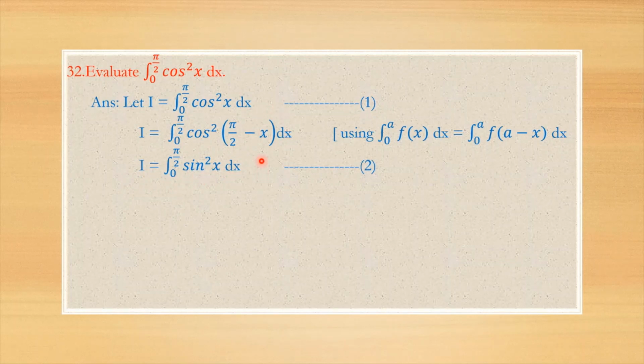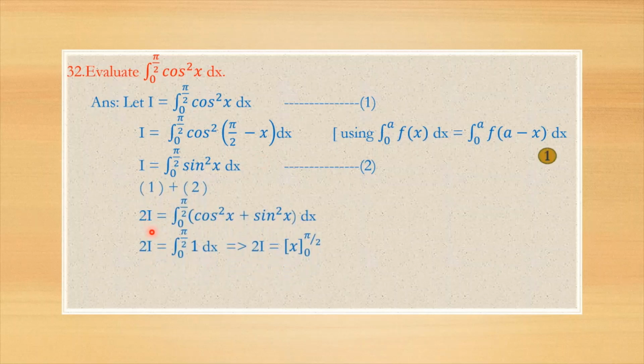Just adding these both, we'll be getting 2I is equal to integration of 0 to pi by 2 of cos square of x plus sine square of x, which is nothing but 1. So 2I is equal to integration of 0 to pi by 2 of 1 with respect to x, and the integration of 1 is x. So finally my answer is I is equal to pi by 4. This is the final answer, which carries one more mark, totally 3 marks.